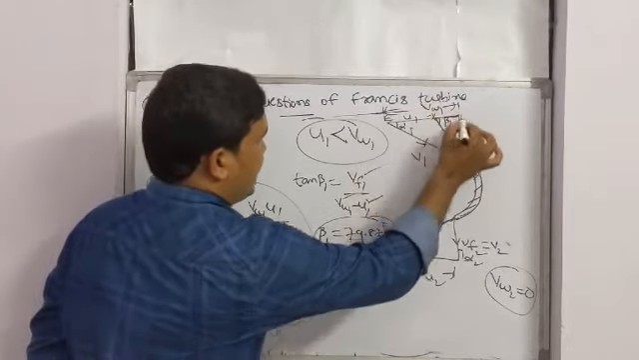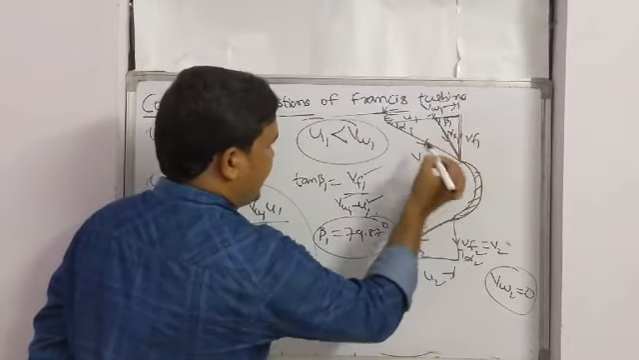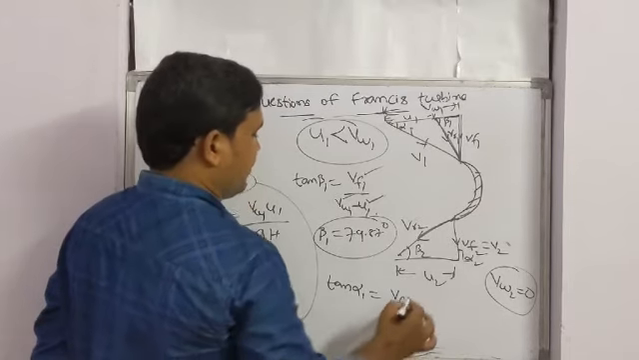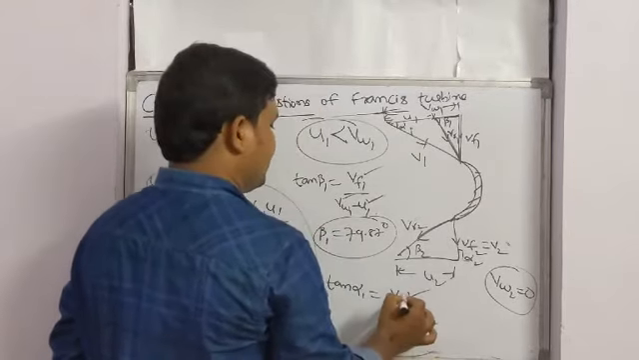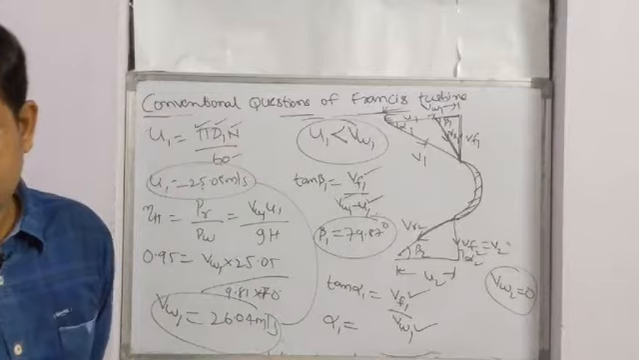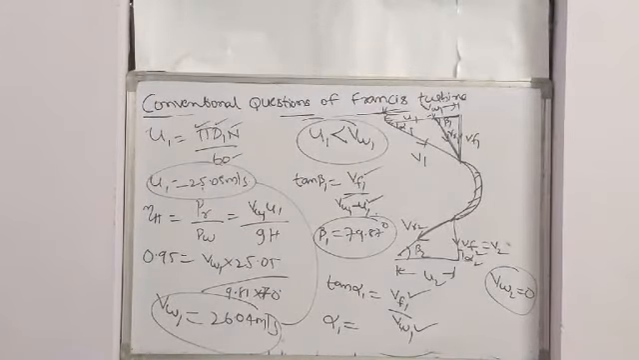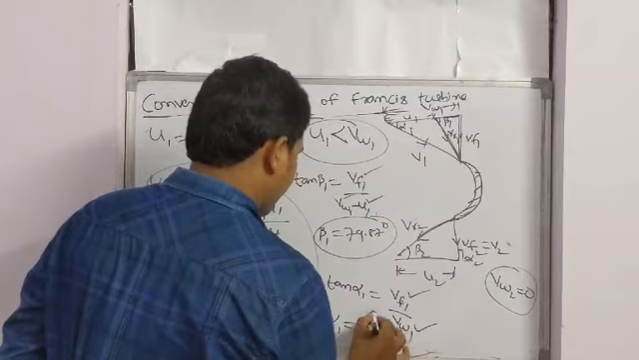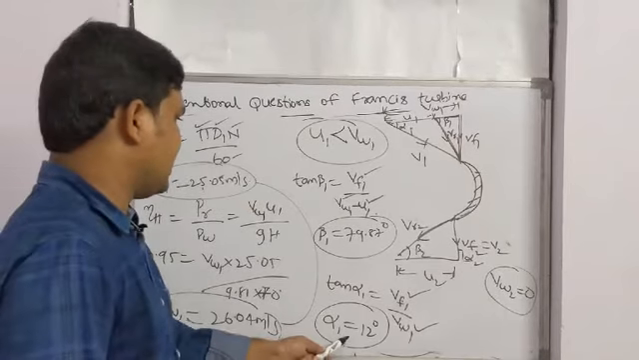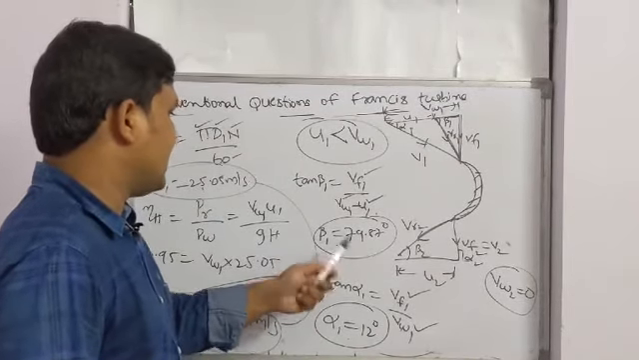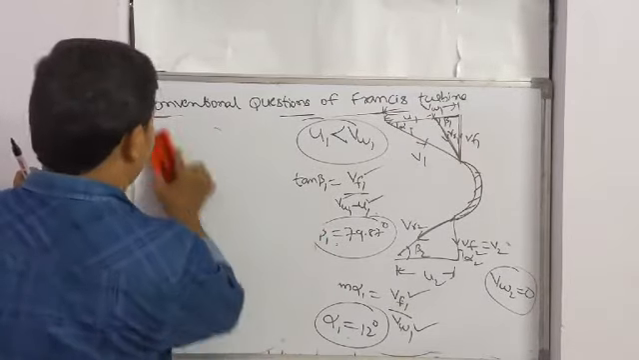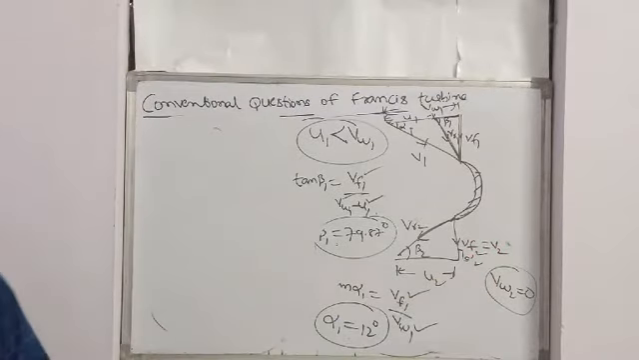Then alpha 1, again the same: tan alpha 1 is equal to, in this entire right angle triangle, Vf1 by the adjacent side Vw1. Vf1 we know, Vw1 we know. By substituting, alpha 1 we got as 12 degrees. So the inlet guide vane angle and inlet runner blade angle we know, and the exit runner blade angle we should find out. Anyhow, the exit guide vane angle alpha is always 90 degrees, so we should not calculate it again.